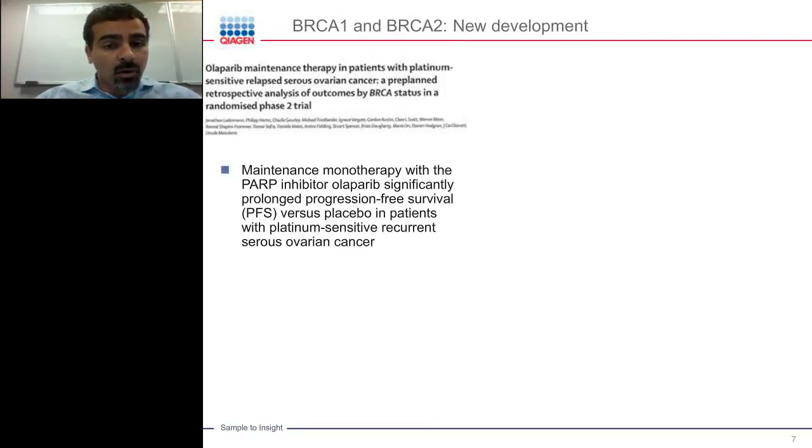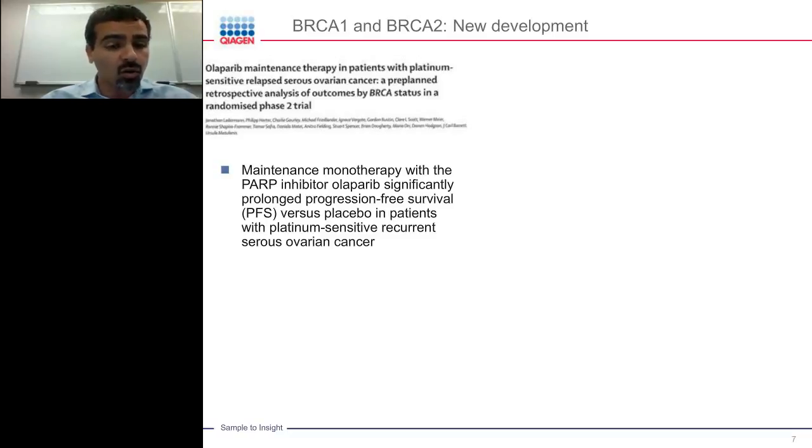So for BRCA1 and BRCA2, there have been new recent developments. The BRCA1, BRCA2 mutational status has been studied in breast cancer, and the PARP inhibitor drug known as olaparib, as maintenance therapy, has been shown to be associated with increased progression-free survival versus placebo in patients with platinum-sensitive recurrent ovarian cancer.